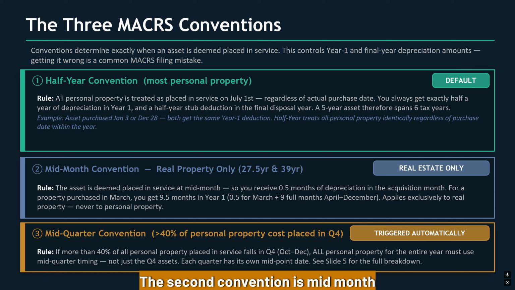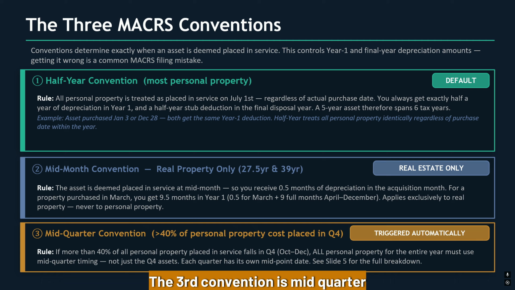The second convention is mid-month. This one applies exclusively to real property, your 27.5-year residential rentals and your 39-year non-residential buildings. With mid-month, the asset is treated as placed in service at the midpoint of the month you buy it. So if you close on a rental property in March, you get half of March plus the remaining months of the year. That works out to 9.5 months of depreciation in year 1.